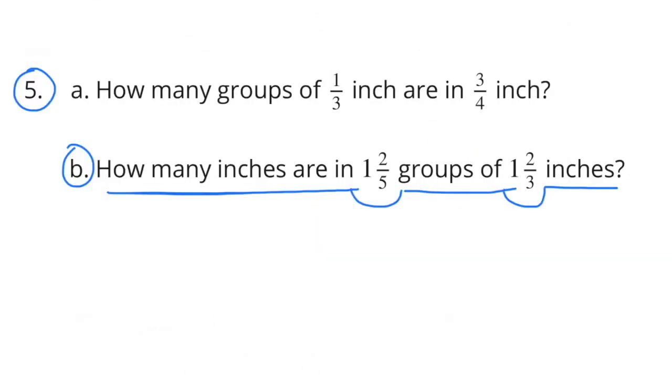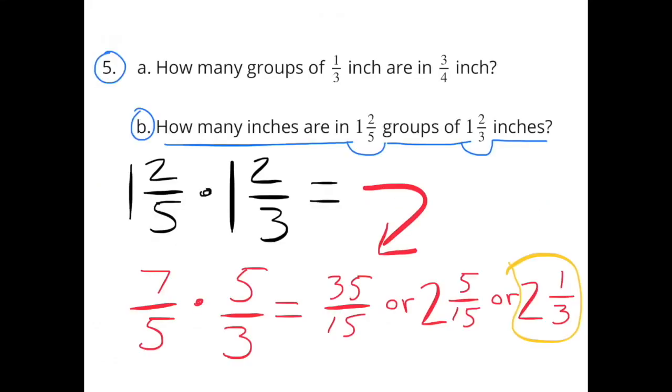B. How many inches are in 1 2/5 groups of 1 2/3 inches? 1 2/5 times 1 2/3 equals 7/5 times 5/3, which equals 35/15, or 2 5/15, or 2 1/3.